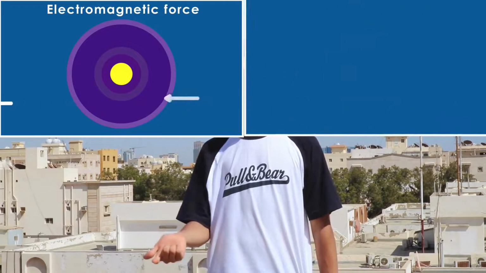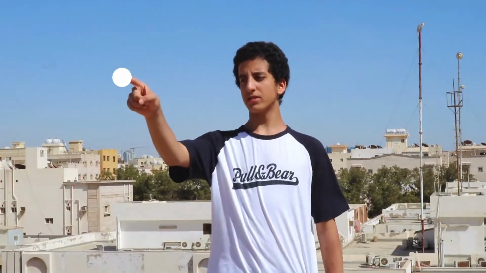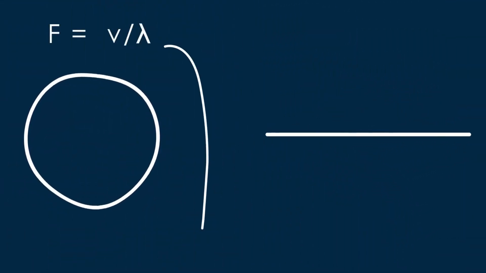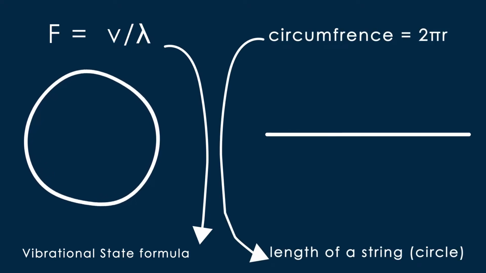By the way, fundamental forces are electromagnetic force, weak nuclear force, strong nuclear force, and gravity. So they decided to replace the points with lines or strings, one-dimensional strings, and that worked. The vibrational state of a string determines the particle, while the length determines the mass.